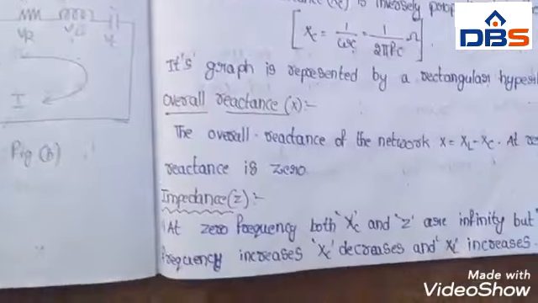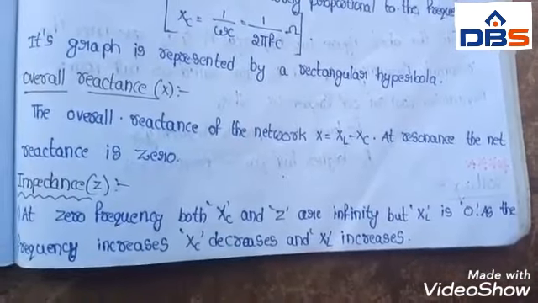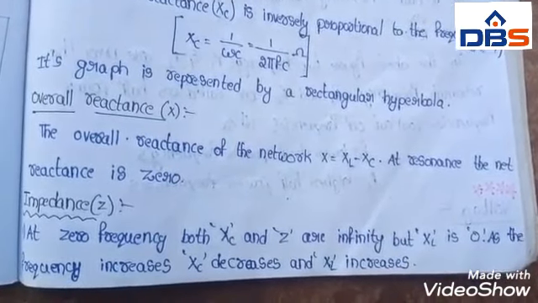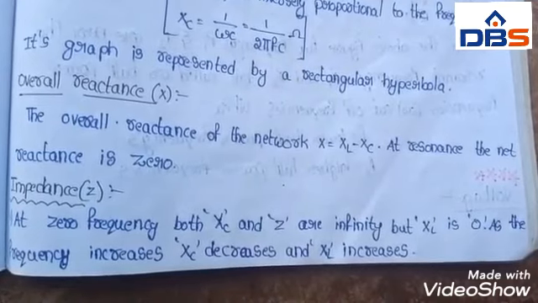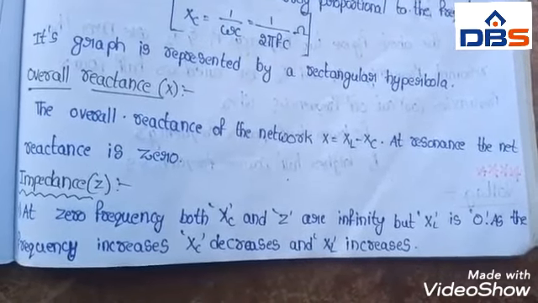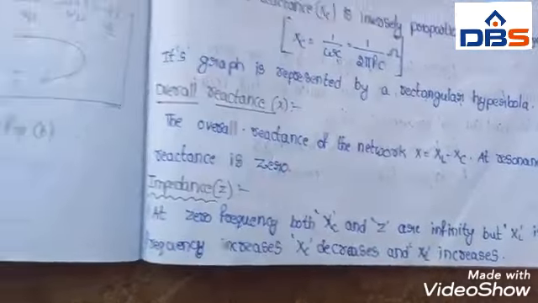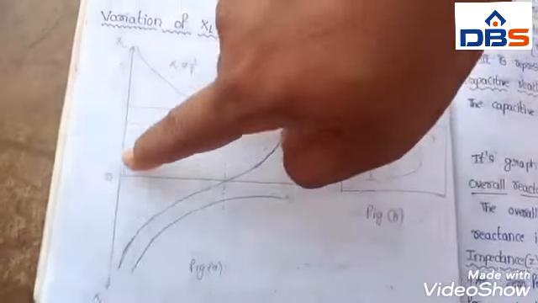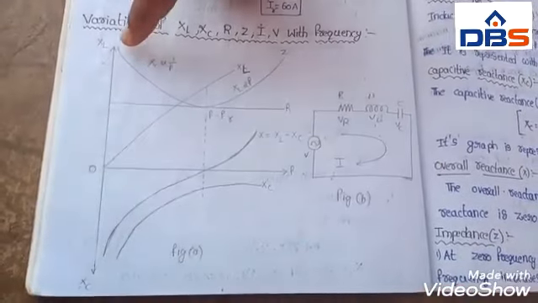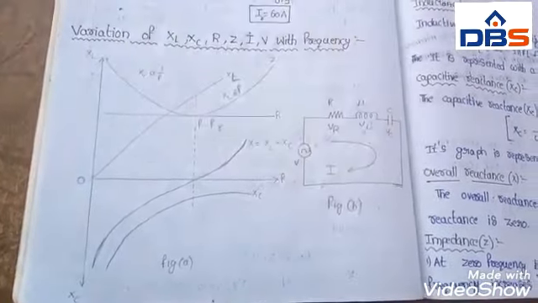Another parameter is impedance Z. At zero frequency, XC and Z are infinity, but XL is 0. So in the graphical representation, XL is 0 at zero frequency, but XC is infinity, and the impedance Z is also infinity.